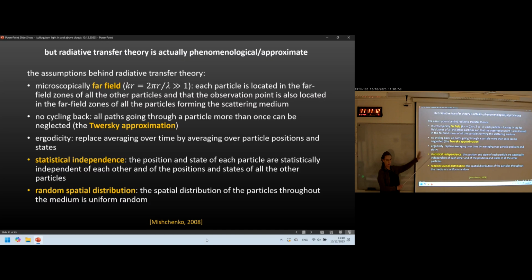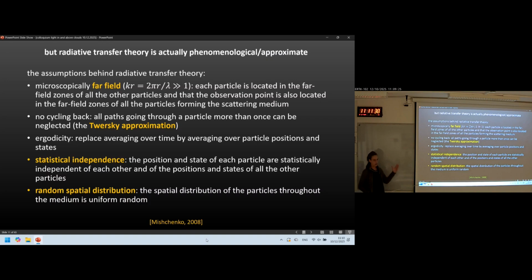Ergodicity I'm not going to talk too much about because I also assume it, but it's actually an assumption that you can replace averaging over time by averaging over particle positions. The last two are: where are the drops located? Where are the scatterers located? The theory of radiative transfer actually assumes statistical independence. Positions and states are statistically independent, and the spatial distribution is random.